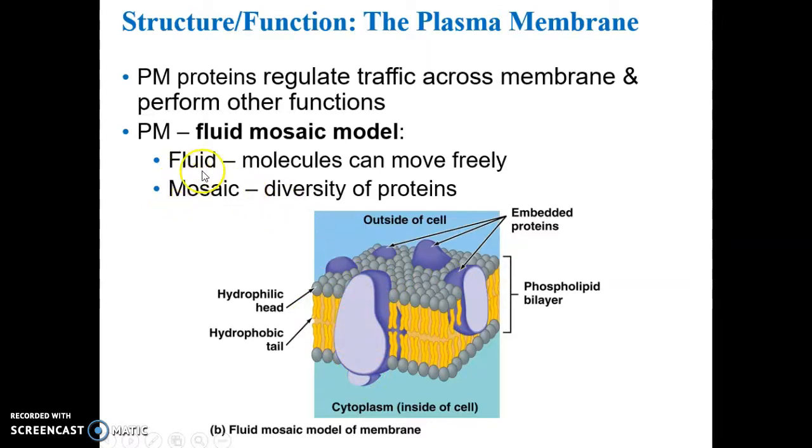So it is fluid because the molecules can move around freely, and it's a mosaic because there's a big diversity of proteins associated with the plasma membrane, and the different proteins have different functions. Again, some can serve as channels, allowing things to move into and out of the cell. Some proteins act as receptors for detecting chemicals or hormones that might be floating around outside of the cell.